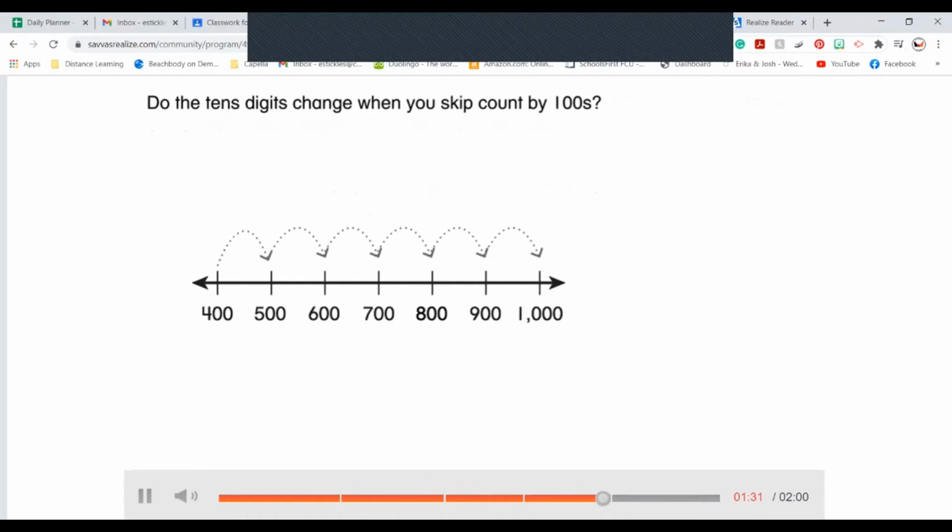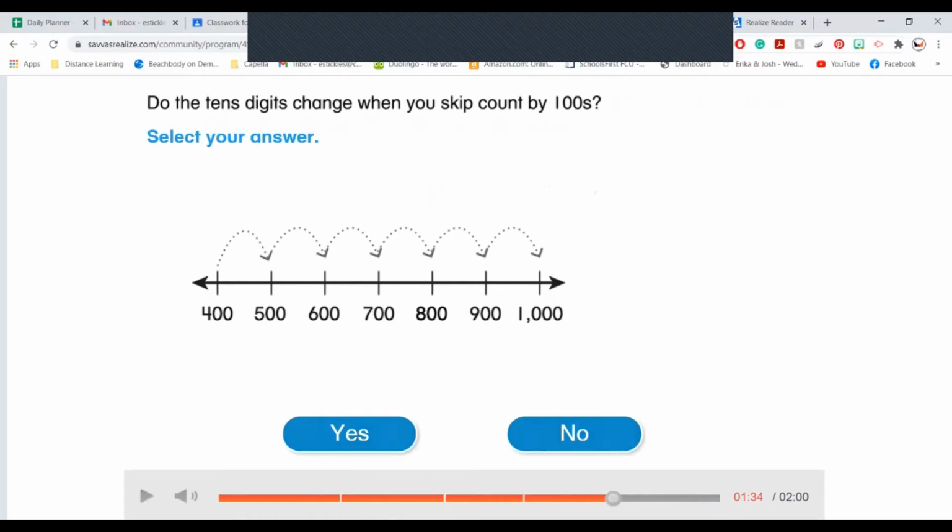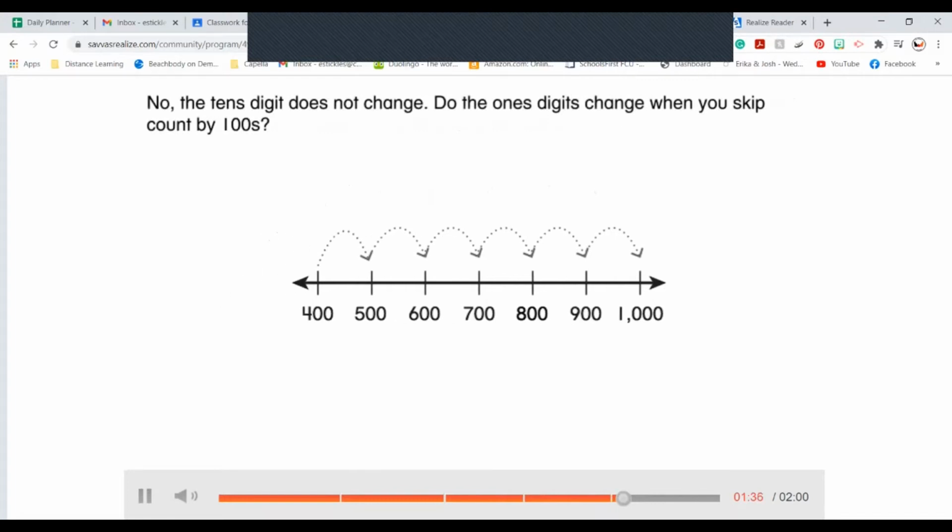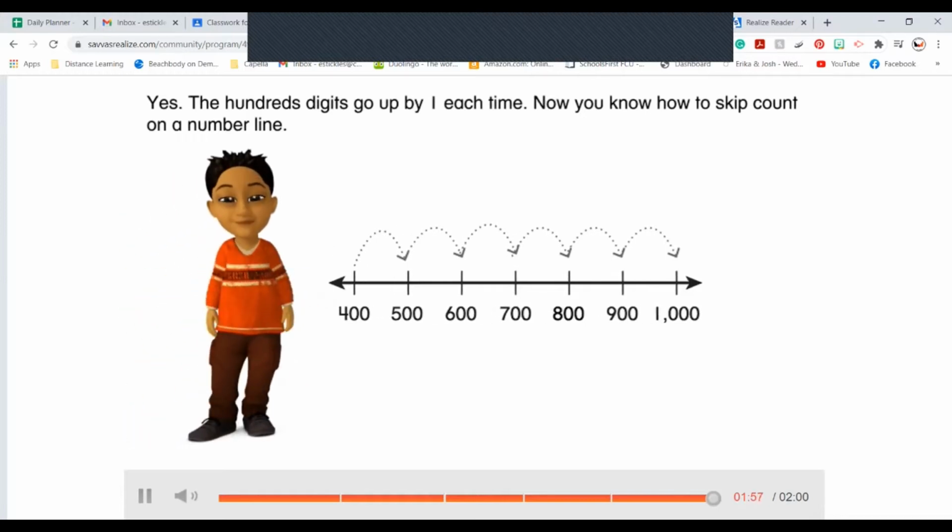Do the tens digits change when you skip count by hundreds? Select your answer. No, they don't, because we're counting, adding on 100 each time, so our tens aren't changing at all. No, the tens digit does not change. Do the ones digits change when you skip count by hundreds? No, they don't change either. Do the hundreds digits change when you skip count by hundreds? Yes, the hundreds digits go up by 1 each time. Now you know how to skip count on a number line.